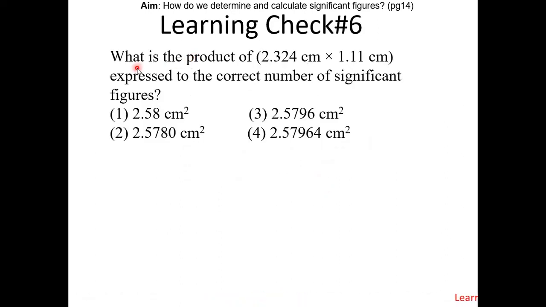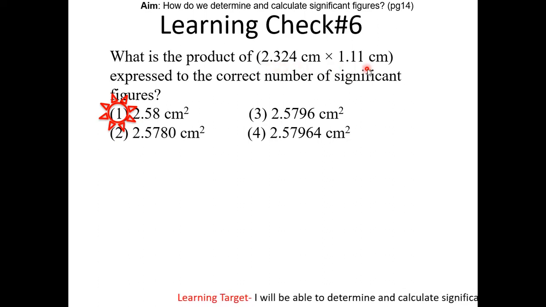Learning check number 6. What is the product of 2.324 cm times 1.11 cm expressed to the correct number of significant figures? So try to do this yourself, pause the video, and resume once you have the answer. Okay, so the answer is 1. So you first plug this to your calculator. You notice this one has 4 sig figs, this one has 3 sig figs. So your final answer must have 3. So you can even do this without even using the calculator. You just need to count the number of significant figures.